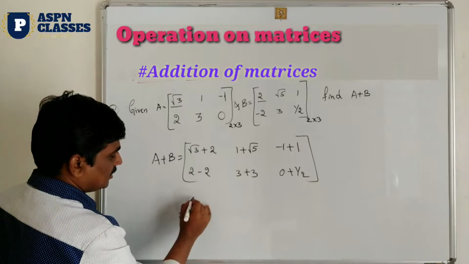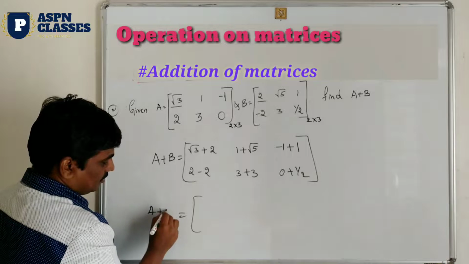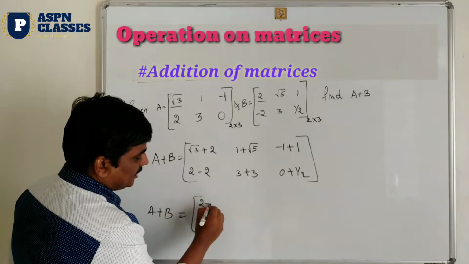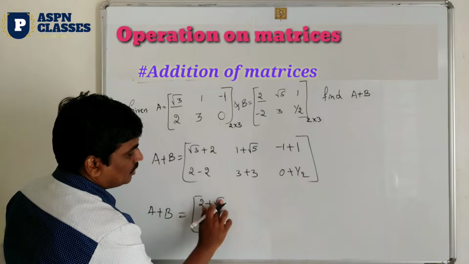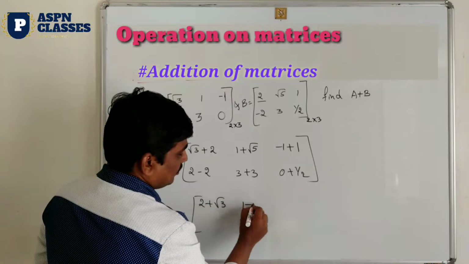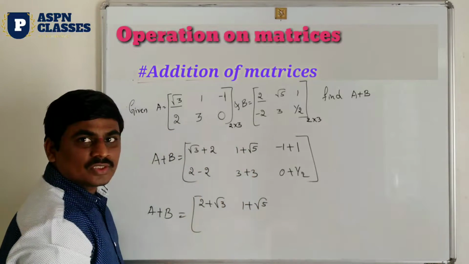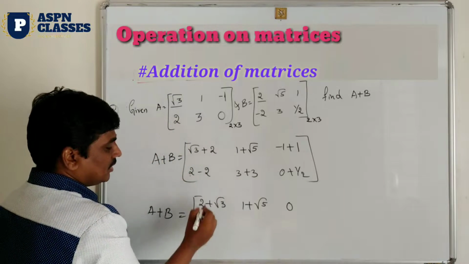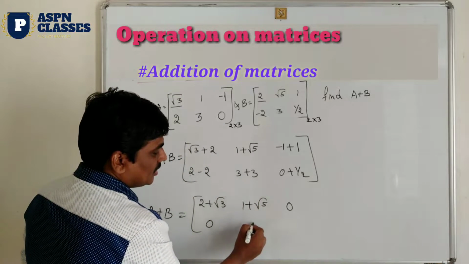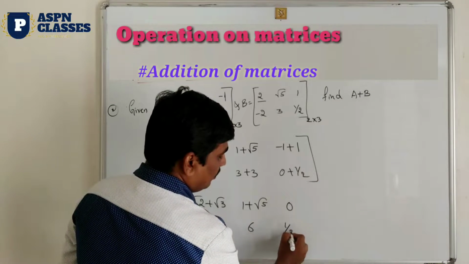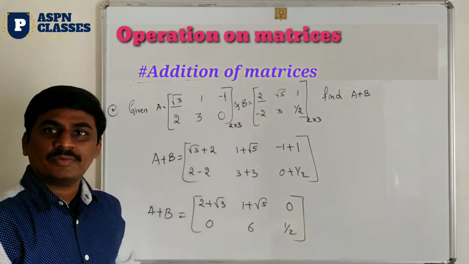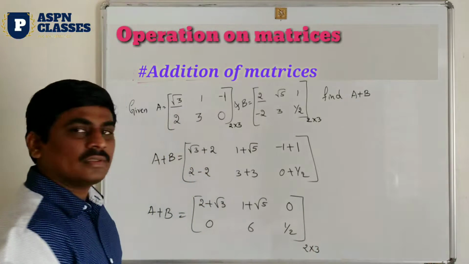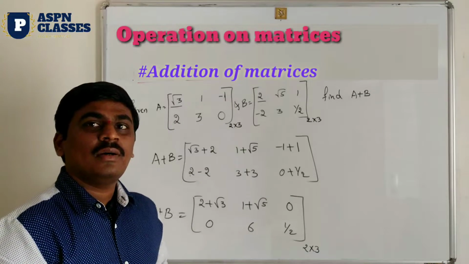Finally the answer: A plus B is equal to root 3 plus 2, which you can write in this manner as 2 plus root 3. And 1 plus root 5, you can't add these two terms, so write it as it is. Minus 1 plus 1 gives 0. 2 minus 2 gives 0. 3 plus 3 is 6, and 0 plus 1 by 2 means 1 by 2. The result also has 2 rows and 3 columns. So this is the method for addition of matrices.